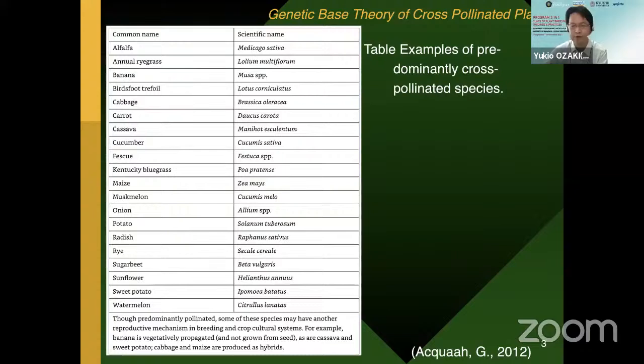Though predominantly cross-pollinated, some of these species may have other reproductive mechanisms in breeding and crop cultural systems. For example, banana is vegetatively propagated and not grown from seed economically, as are cassava and sweet potato, whereas cabbage and maize are produced as hybrids.